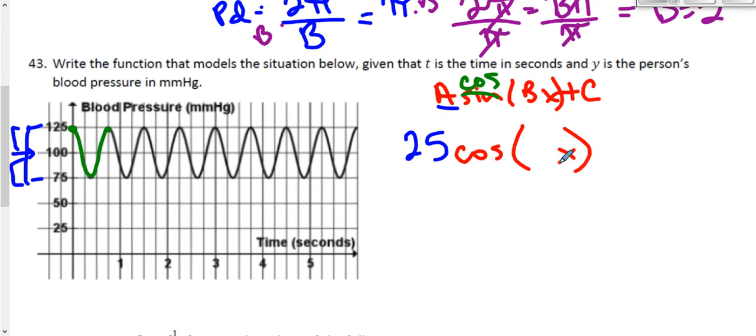I have to go and find out what b is. The formula I'm going to use is 2 pi over b equals the period. And again, I have the function in front of me, the graph. I should be able to see what the period is.